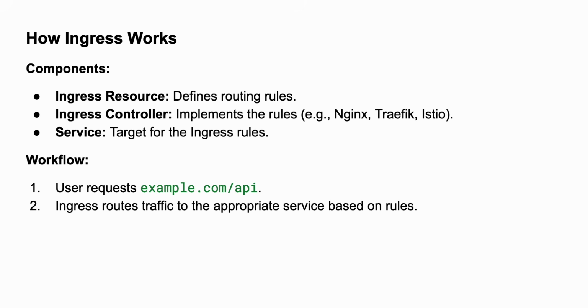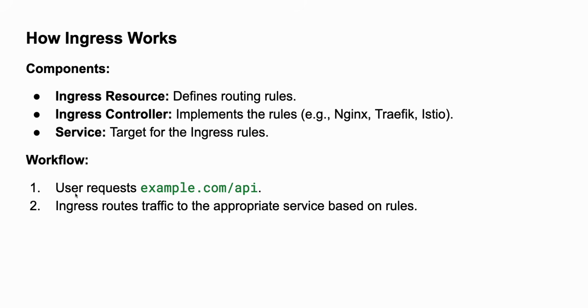So how does Ingress work, basically? These are the three components: Ingress resource, Ingress controller, and service. The Ingress resource is nothing but the YAML manifest file which we write, where we write the routing rules, and the Ingress controller is the one who implements those rules. The controller listens to those rules and applies them in the cluster. And services are nothing but the Kubernetes service objects.